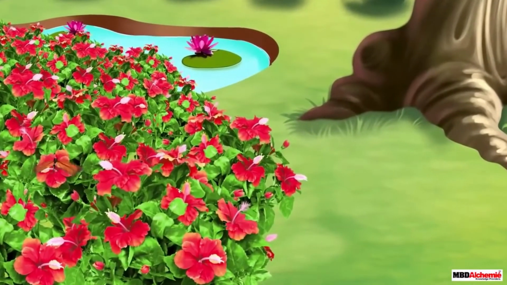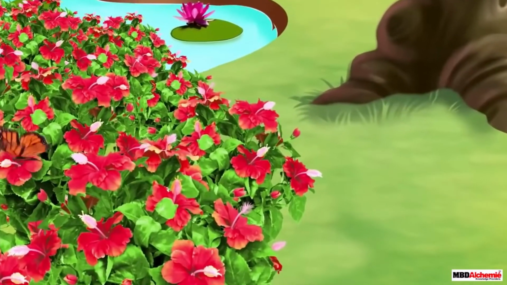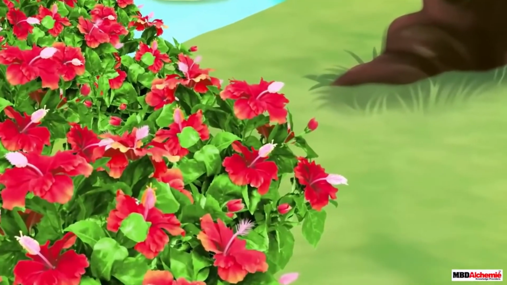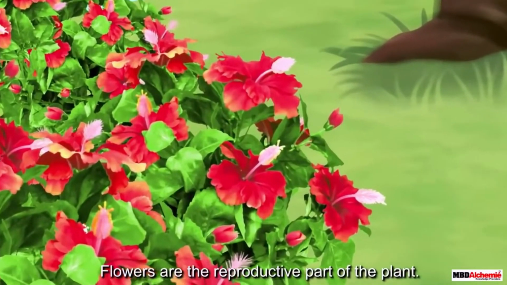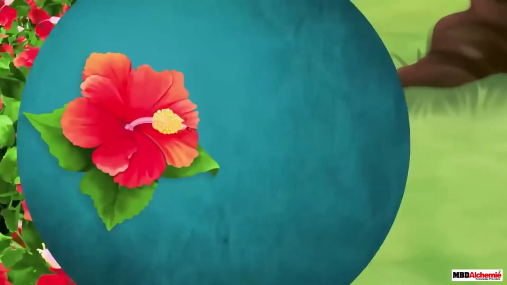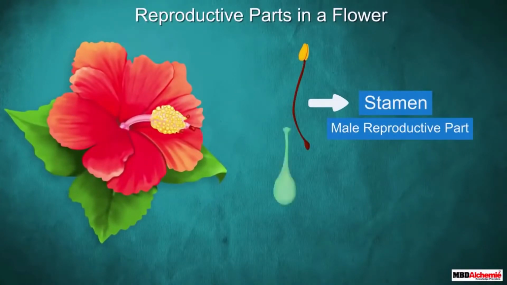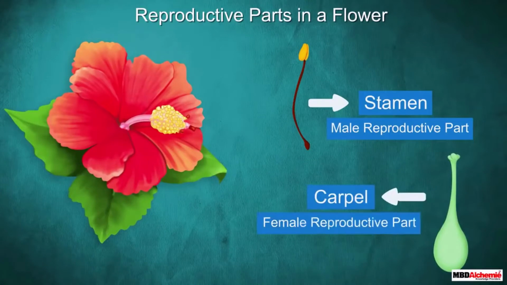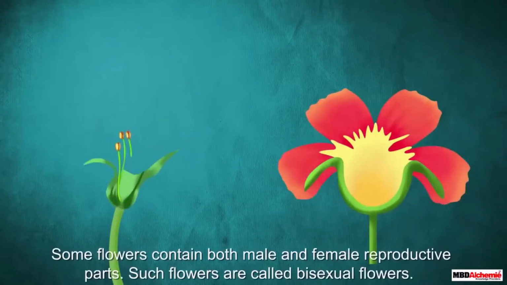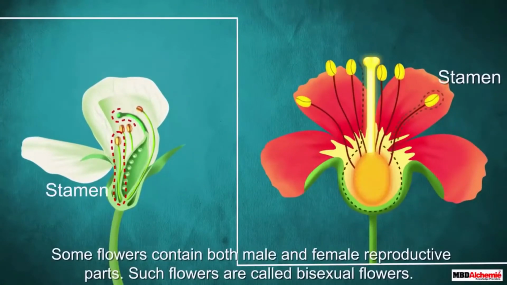You already know that flowers are present only to add beauty to the plant. They are in fact the reproductive part of the plant. In the flower, stamen is the male reproductive part, while carpel is the female reproductive part. Some flowers contain both male and female reproductive parts.